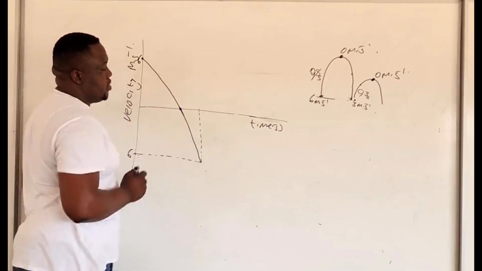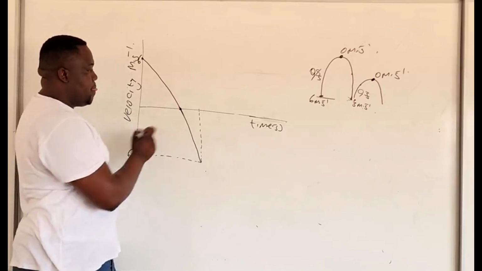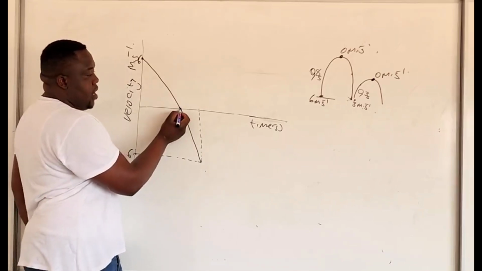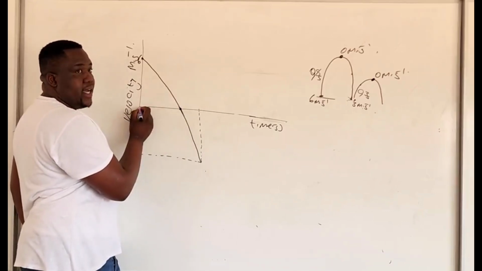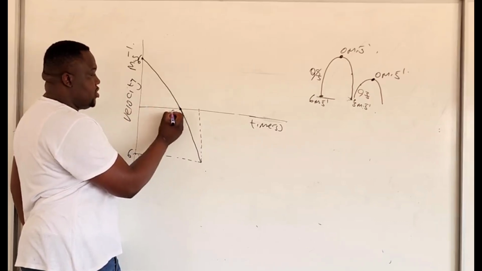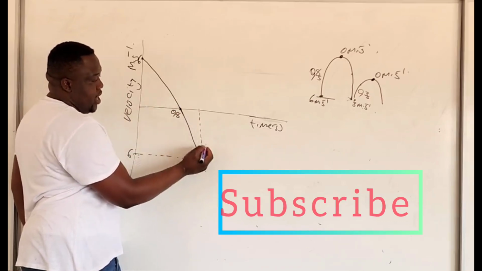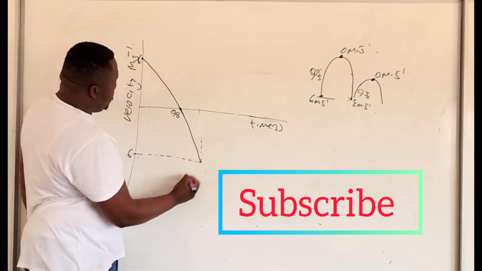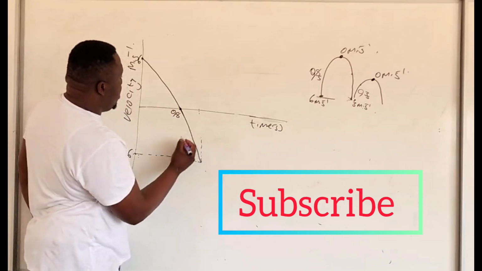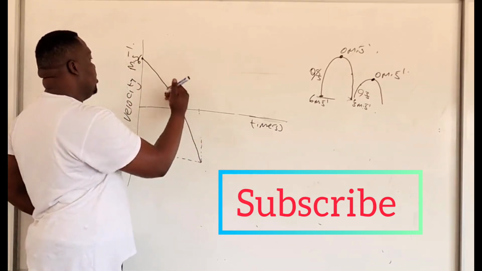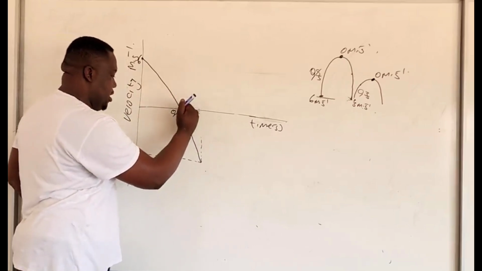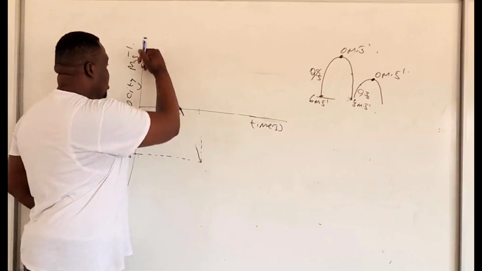Let me erase this. I will do that after. So at the maximum height, how many seconds did it take from the start to the maximum height? It took 0.8. Then to return to its position. This is not very much straight, guys. We must draw straight lines.